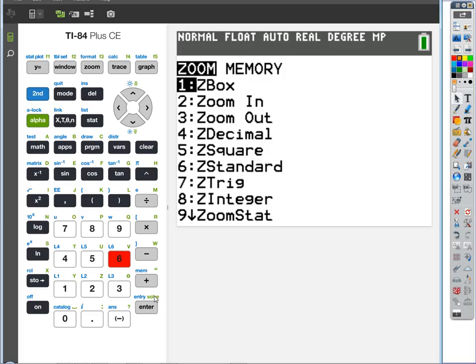Looks pretty good, doesn't it? Out there at 9, there's the point of tangency right there.